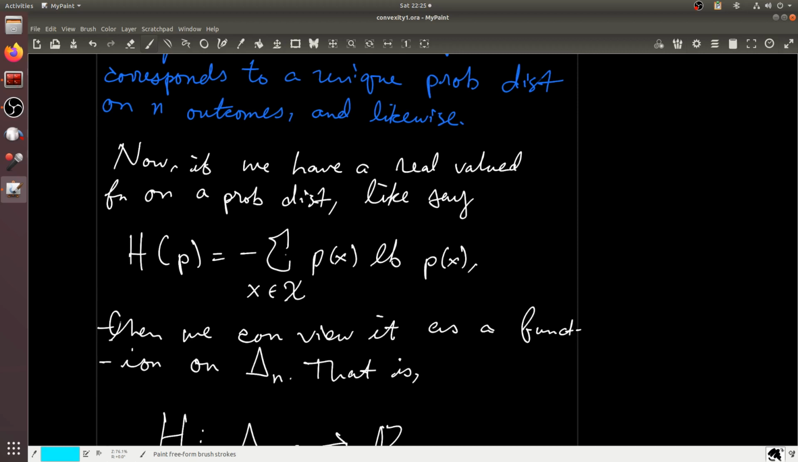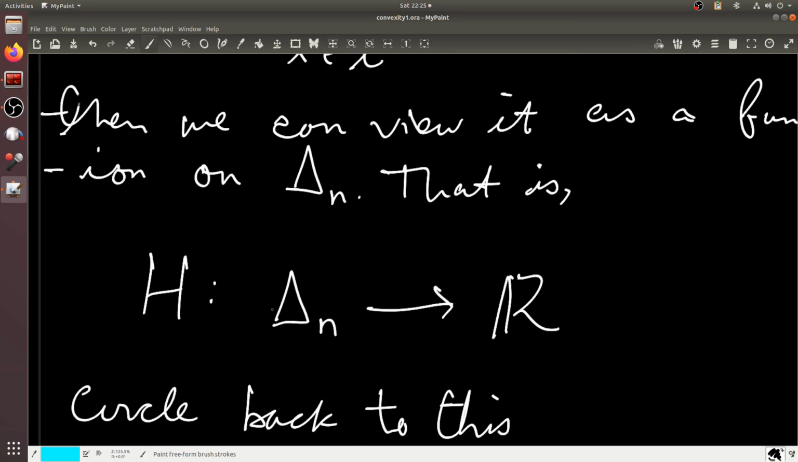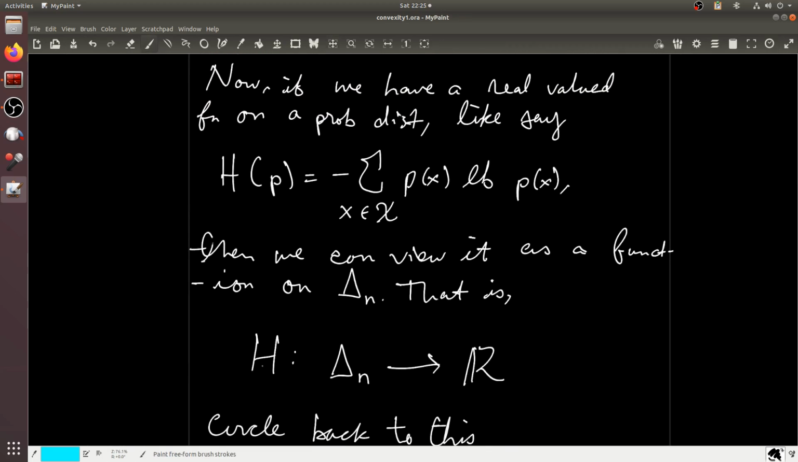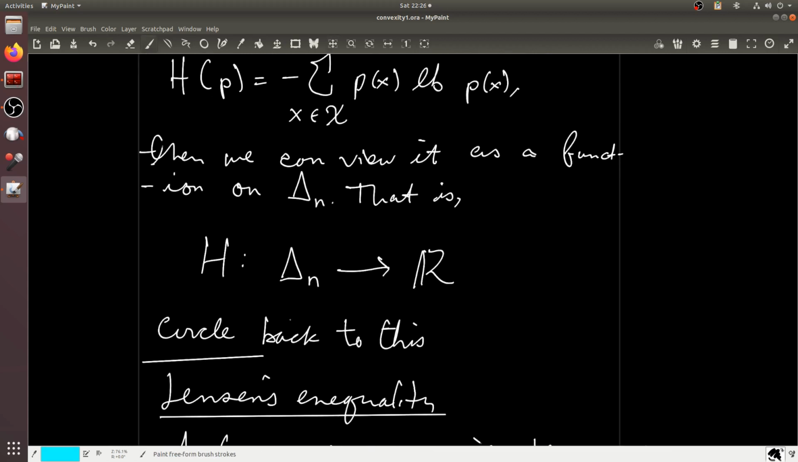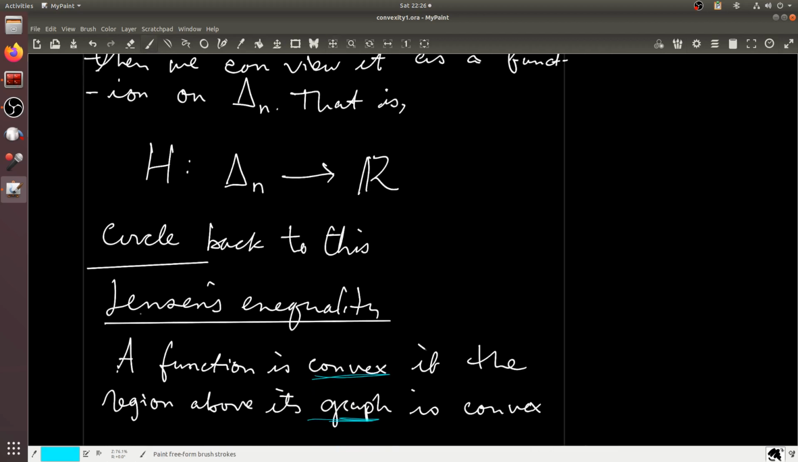Probability doesn't really have a well-defined geometric representation, it's kind of abstract, but now H from delta n to R has a domain with a really well-defined geometric representation, and we can use facts about geometry to tell us things about probability. That's really the key here. And we can use things about probability to tell us things about geometry. So we're going to circle back to entropy because what's important is Jensen's inequality.